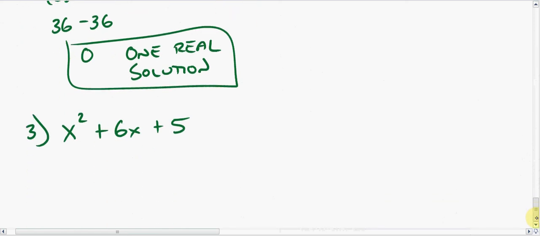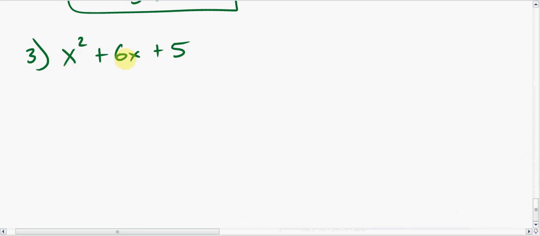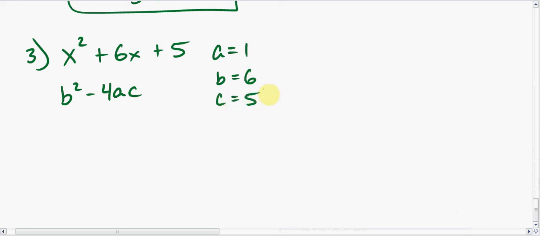And we'll go down to our last problem, which is x squared plus 6x plus 5. We're going to evaluate our discriminant, which is b squared minus 4ac. Our a value, again, is 1, our b value is 6, and our c value is 5. So we've got 6 squared minus 4 times 1 times 5. 6 squared, again, is 36. Negative 4 times 1 is negative 4. Negative 4 times 5 gives me negative 20. And 36 minus 20 is 16.